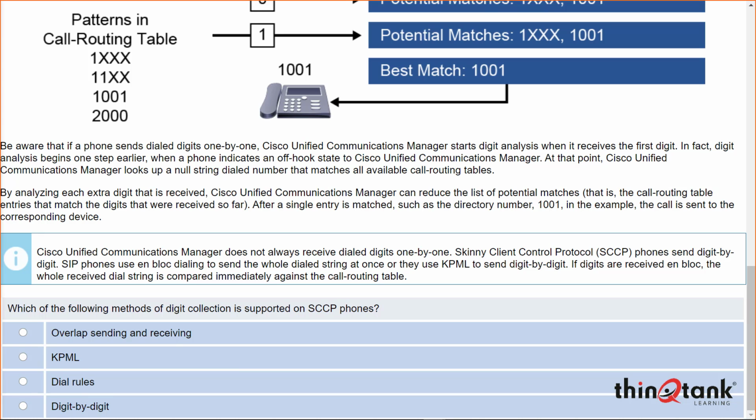Okay. All right. Which of the following methods of digit collection is supported by skinny phones? Well, it's funny they asked that because when we looked at the SCCP configuration, digit by digit was one of those options. So that's the answer in this case. N block is not listed here, that's not one of our choices, but that would be the second choice. KPML is supported by SIP only, and overlap sending and receiving are for my gateways and trunks, and SIP dial rules would be for my SIP endpoints as well. All right.